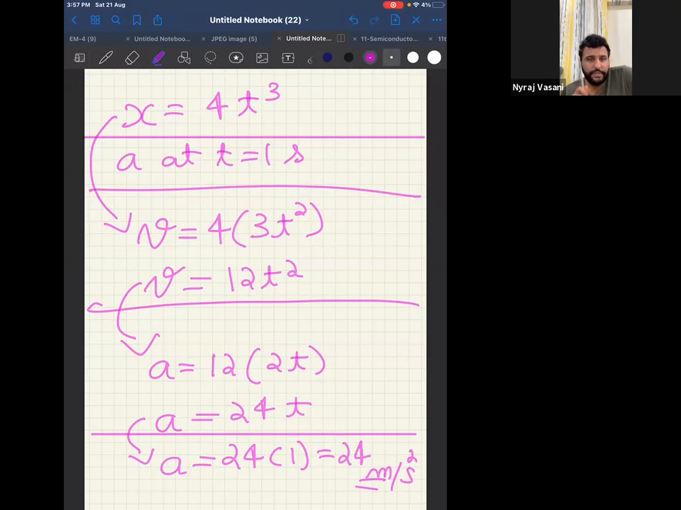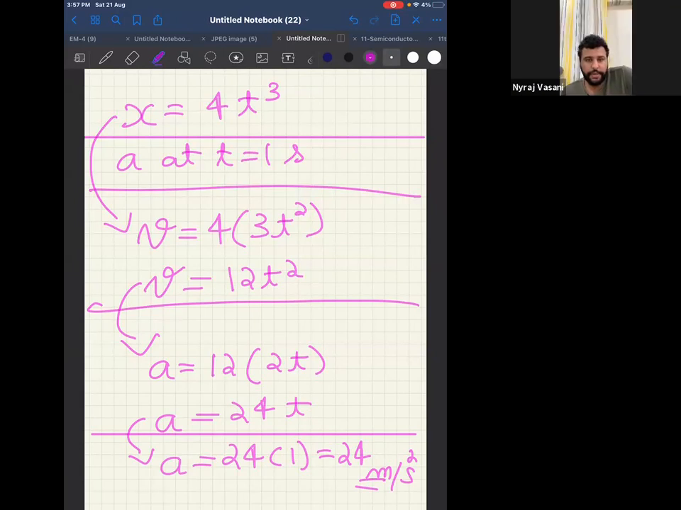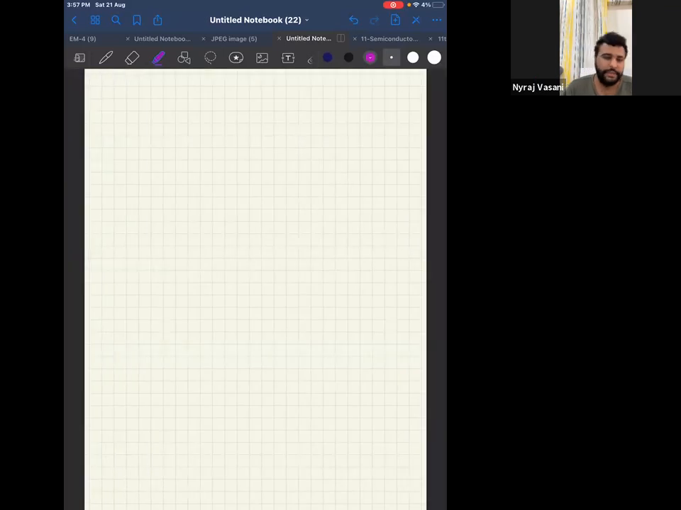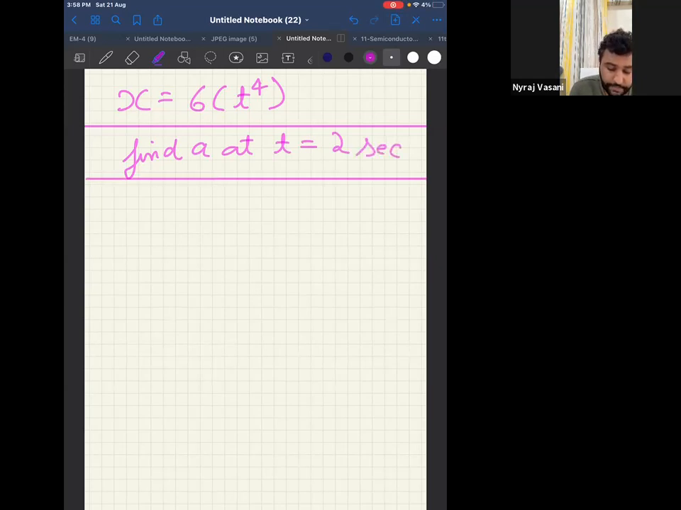Did you guys get this? Okay. Last problem. Give me this answer and then we stop for today. Same way, velocity and acceleration. Start.